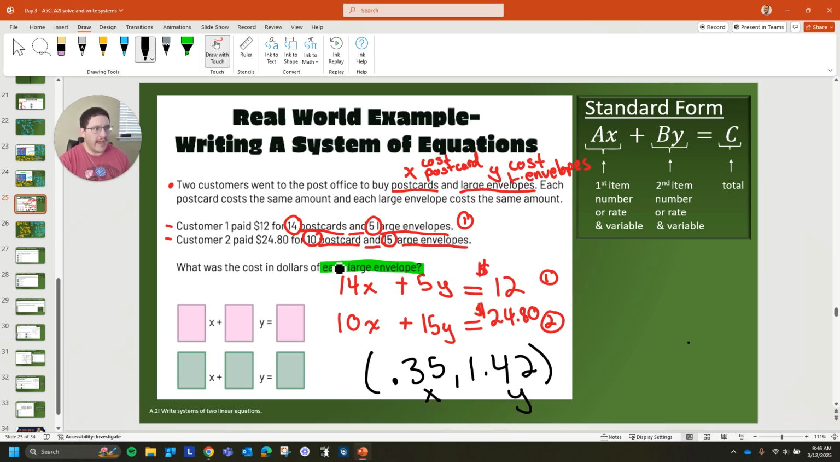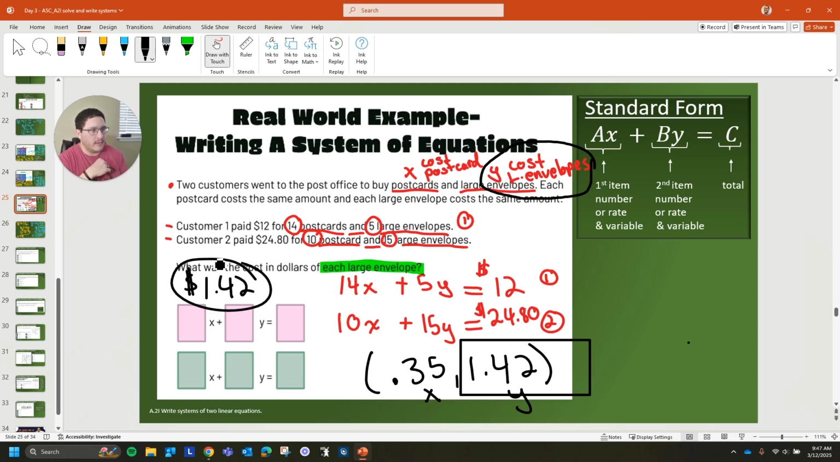Look at what the question is asking. What is the cost in dollars of each large envelope? Well, it doesn't tell us to get the x or get the y. So we have to interpret that from our word problem. What is large envelope? Large envelope is the y value. We have the solution. So what is the solution to this system? 1.42. Each envelope costs $1.42. So this is our answer for this word problem right here.